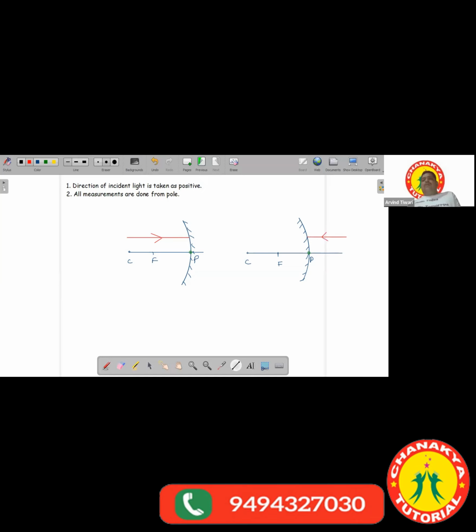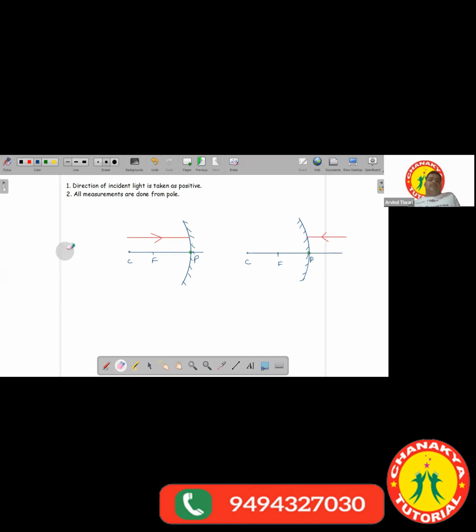Okay. Now, why am I saying every time, why can't I say the right side and the left side? Because you can draw the same concave mirror the other way. You can draw the concave mirror like this also, with this side being the polished surface. Okay, so we'll refer to these situations.